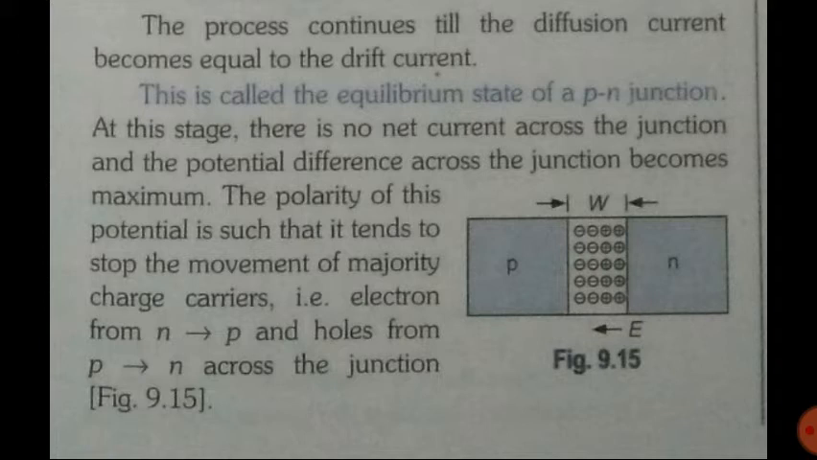So what is the equilibrium state of a p-n junction? When the diffusion current becomes equal to the drift current, that is called the equilibrium state. At this stage, there is no net current across the junction and the potential difference across the junction becomes maximum. The polarity of this potential is such that it tends to stop the movement of majority charge carriers, as I have told you already.